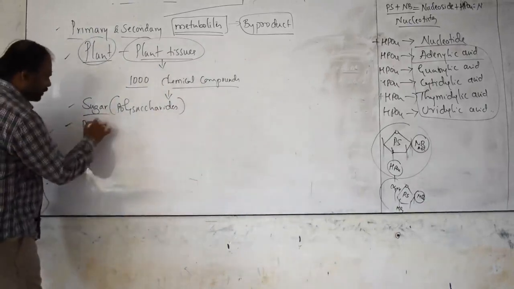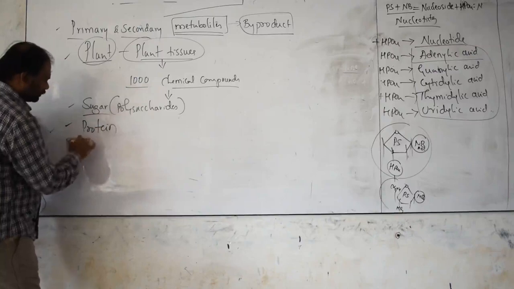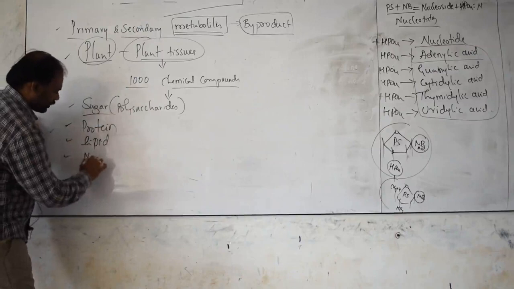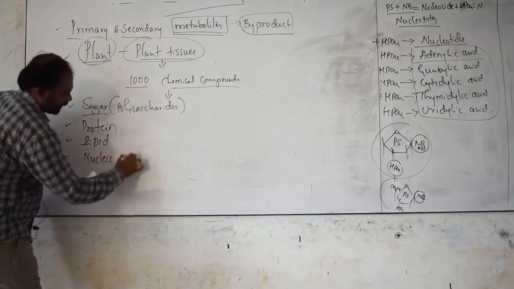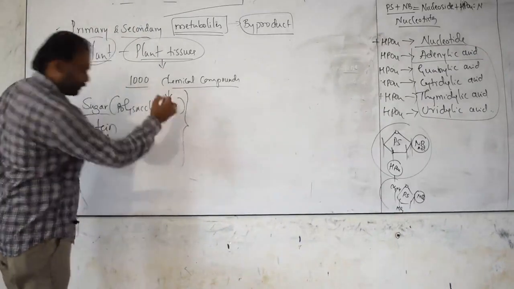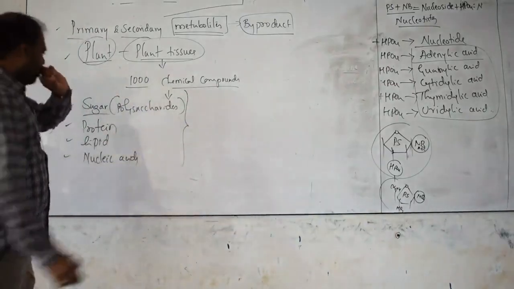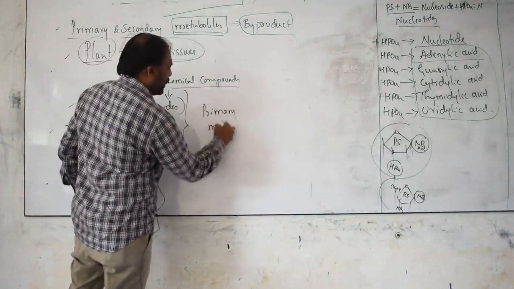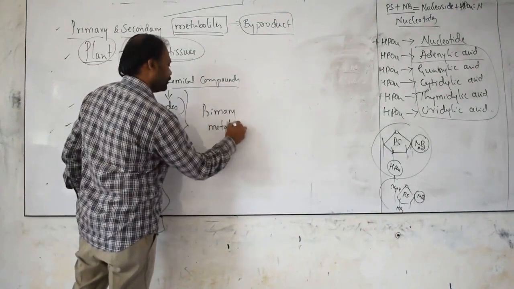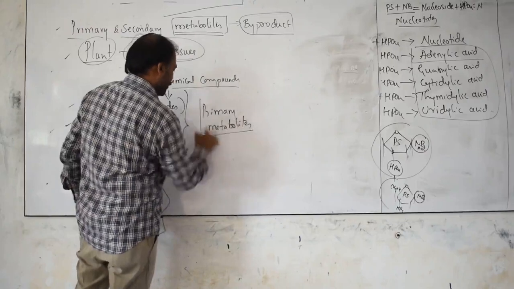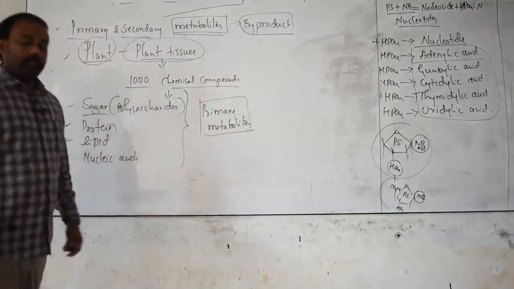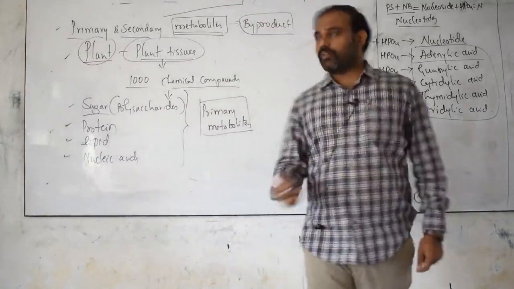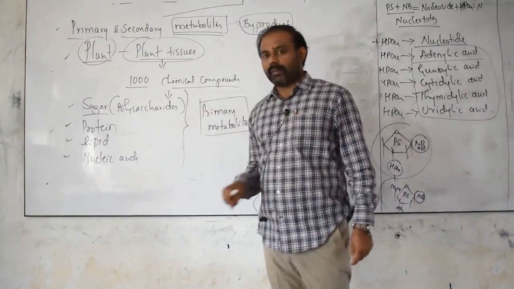Second one, protein. Next one is lipid, and the fourth one is nucleic acids. These four are simply considered as primary metabolites. Do remember. Now you can ask a question: sir, how? Based on what strategy are you telling that these four belong to the primary metabolites?